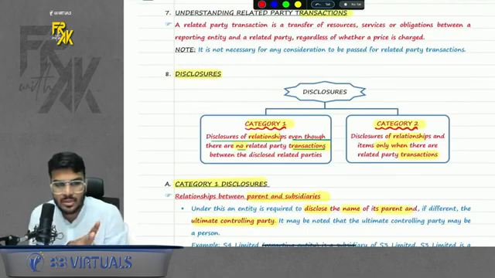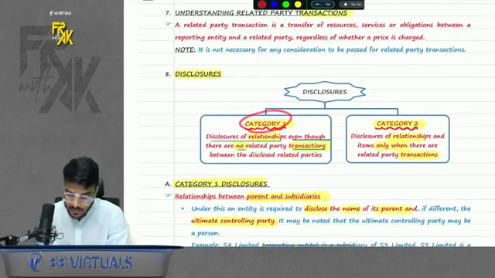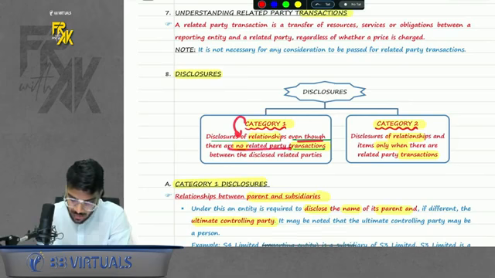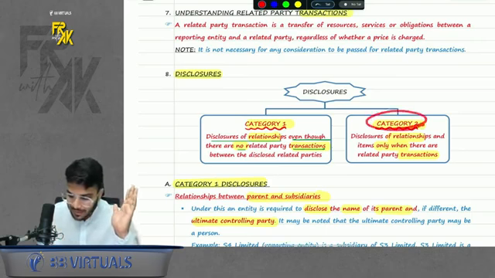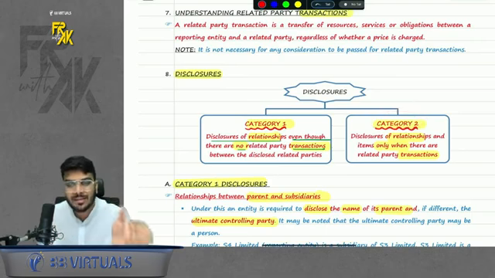Now disclosure. There are two types of disclosure. The first one is category 1 disclosure. Here you will disclose the relation even though there is no transaction between them. So it is like disclosing a relation even though there is no transaction. But in category 2, we disclose the relationship only when there is a transaction.